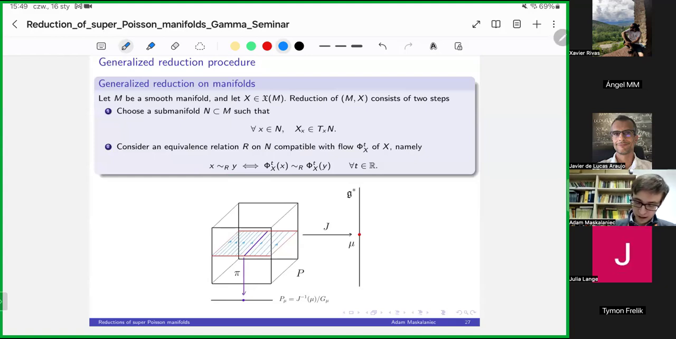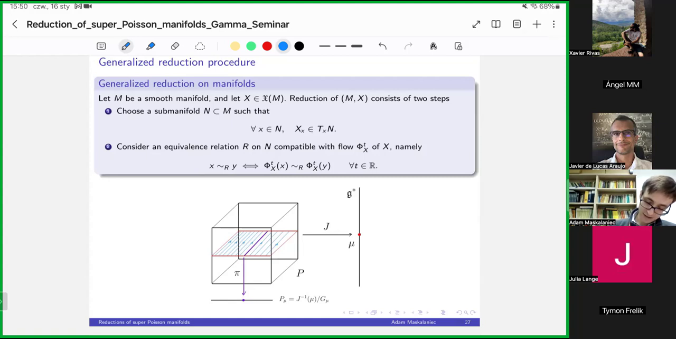And if we recall our standard Marsden-Weinstein reduction by means of the momentum map, then it exactly fits in this picture, because at first we take the level set of the momentum map. So this is our submanifold N. And then we quotient by the action of the stabilizer of mu under the coadjoint action.